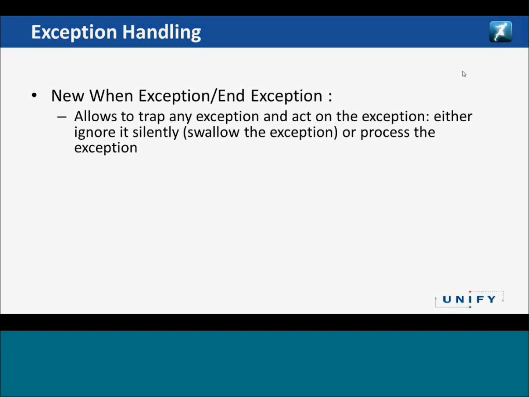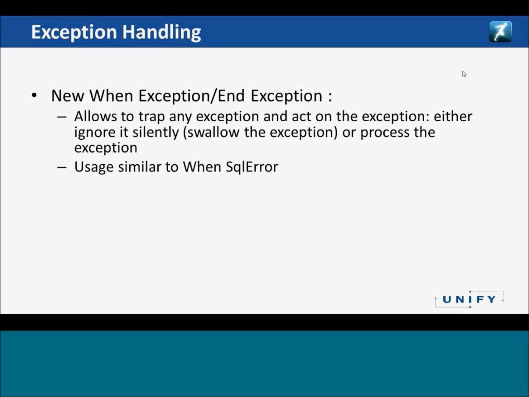Now let's talk a little bit about exception handling. You need to do .NET exception handling for consuming web services. And basically that means you need to use the new when exception and exception statements. Those allow you to trap any exception and act on the exception. What you can do, of course, is ignore it, swallow the exception, or process the exception.